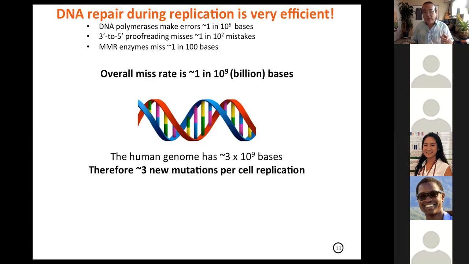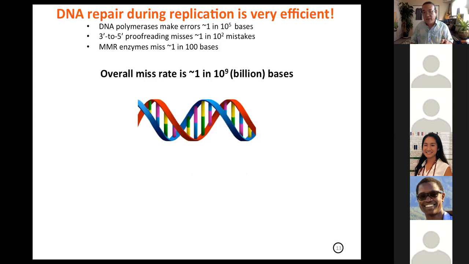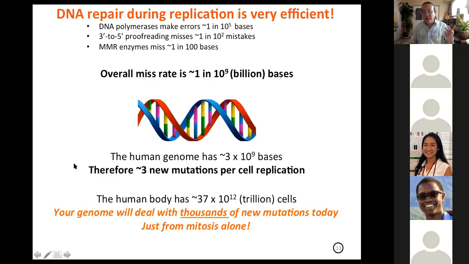Right? So if you think about the sheer number of cells in your body that are dividing every single day, what does that mean? Because we have about 37 trillion cells, your genome every single day ends up getting thousands of new mutations just from the process of mitosis alone. And I think that's a really eye-opening thought, that we are constantly, every single day of our lives, incurring thousands of new mutations in the genomes of our cells overall in our body, simply as a result of our cells dividing.